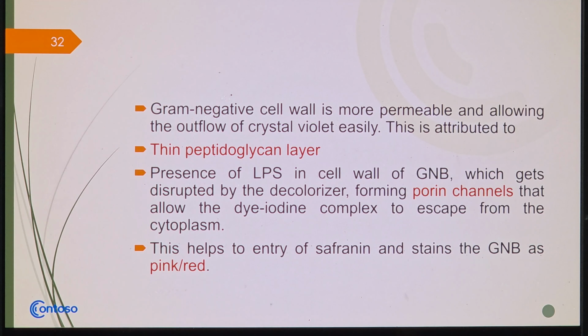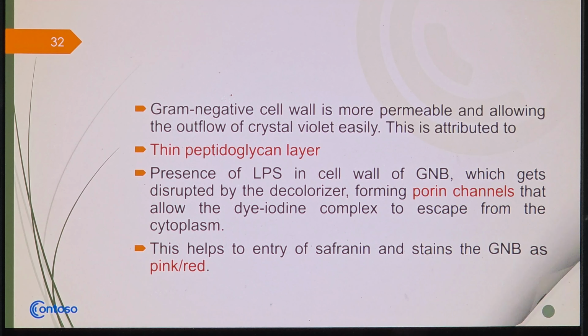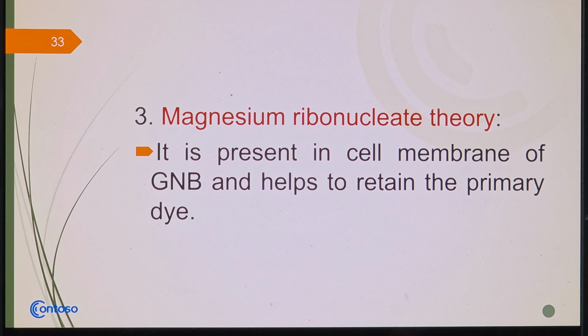This is attributed to the thin peptidoglycan layer and the presence of lipopolysaccharide in the cell wall of gram-negative bacteria, which gets disrupted by the decolorizer, that is acetone, forming porin channels that allow the iodine complex to escape from the cytoplasm. This helps the entry of safranin and stains the gram-negative bacteria pink or red. Third theory is the magnesium ribonucleate theory. It is present in the cell membrane of gram-negative bacteria and helps to retain the primary dye.